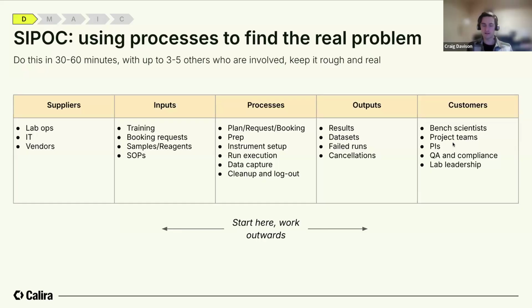Once you know the process, you expand outwards. So who supplies it? Is it lab ops teams, IT, vendors? What inputs are required? People need to be trained on the equipment. Are there approvals for booking, SOPs, samples, reagents? What outputs are produced? Is it results? Is it results that feed into data sets, field runs?